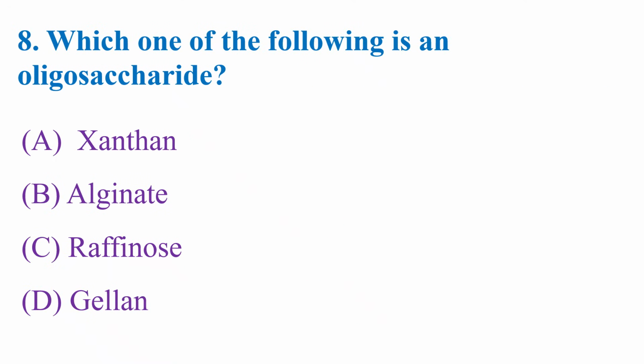Question number 8. Which one of the following is an oligosaccharide? So what is an oligosaccharide? Oligosaccharides are the chains consisting of 3 to 10 monosaccharide units which are linked by the glycosidic bonds. These are actually the short chains. Options are xanthan, alginate, raffinose or gellan. So over here my correct option is C, that is raffinose.